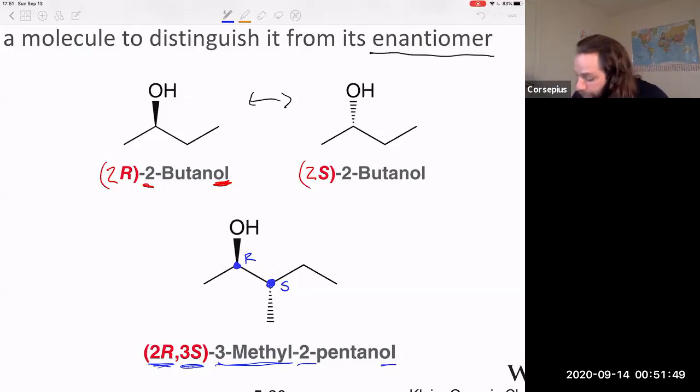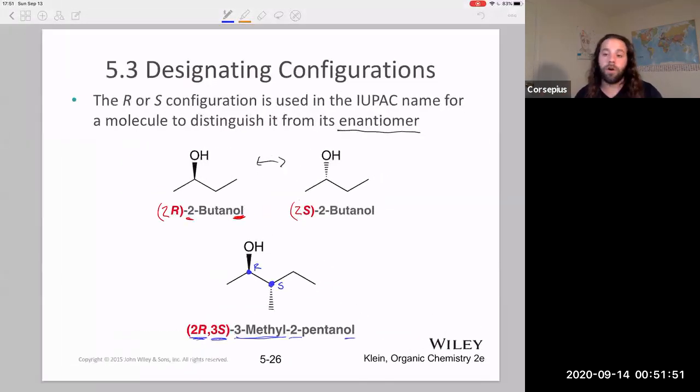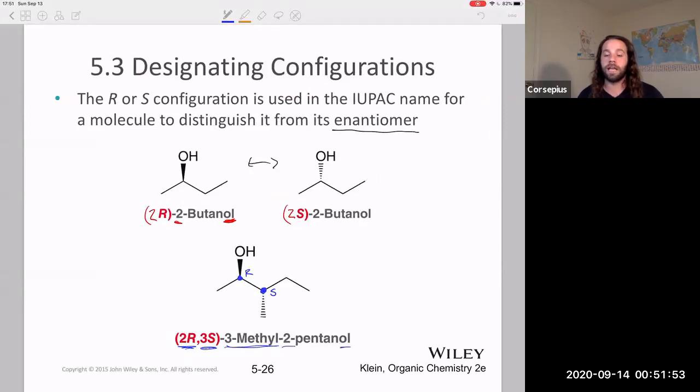Okay? So that's how we would go about putting these designations into the IUPAC name for molecules.